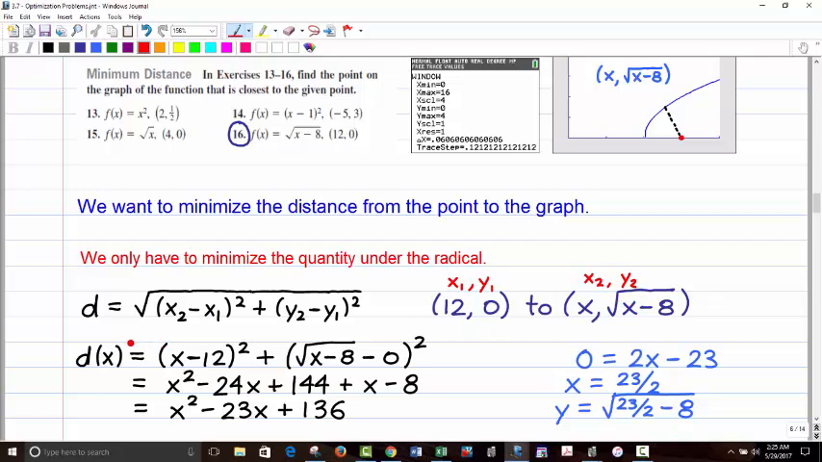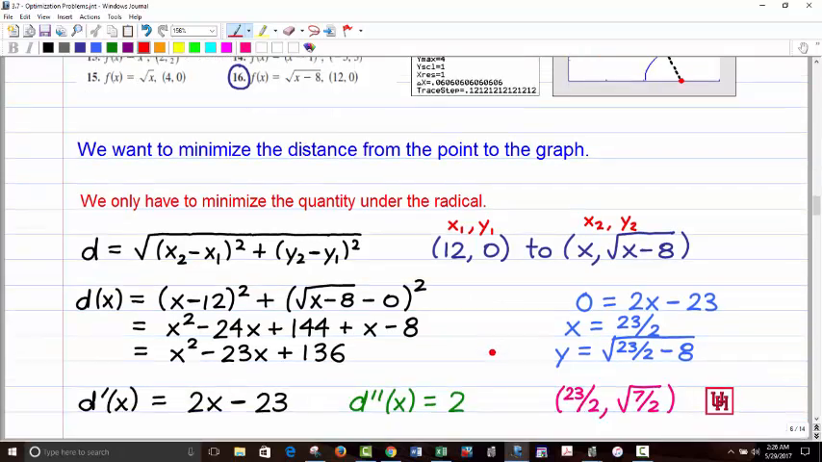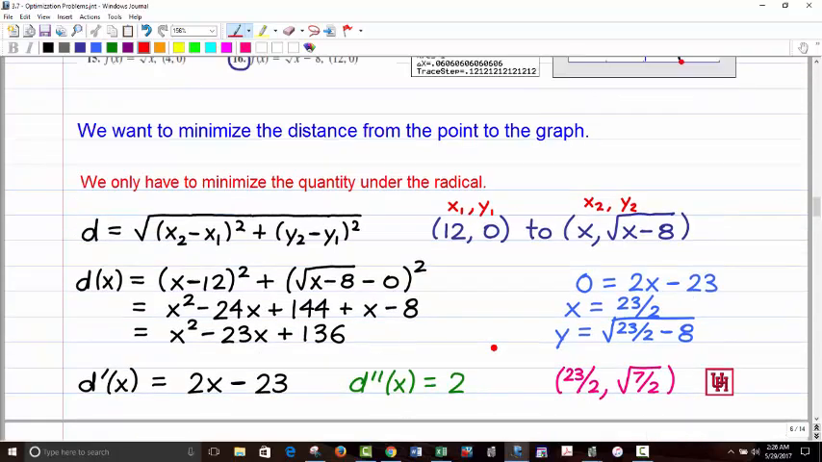And here we go. I just call that d of x, and I just ditched the square root. So that means if you wanted to actually find the distance at the end, here we're just finding the point on the graph, but to find the actual distance you would need that square root back in there.